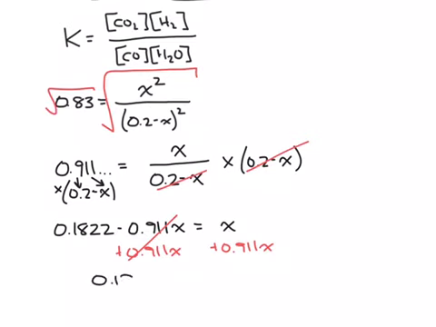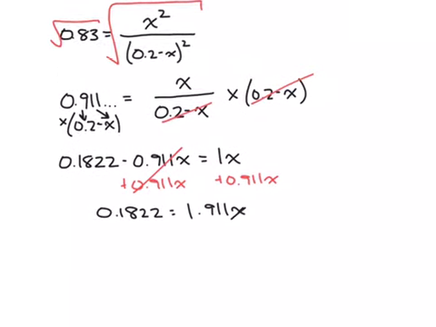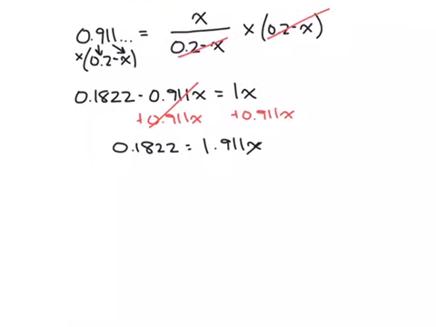We got just our number now on the left-hand side is equal to, remember that this is 1x, so when we add those together, this is 1.911x on the right-hand side. And last step, we will divide by 1.911 both sides. Here we got x left over, and 0.095 is our x value.